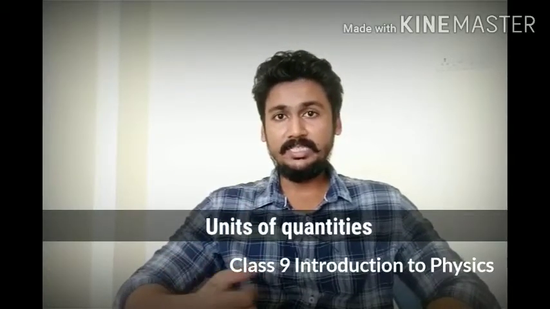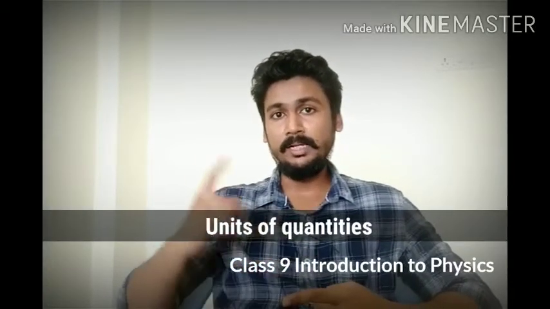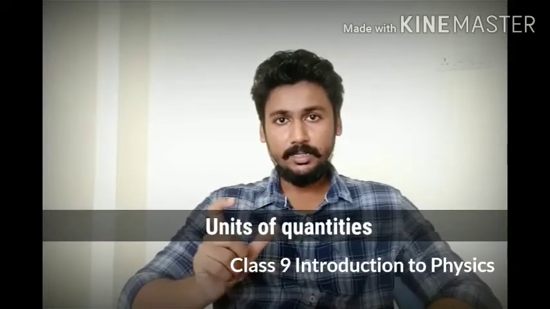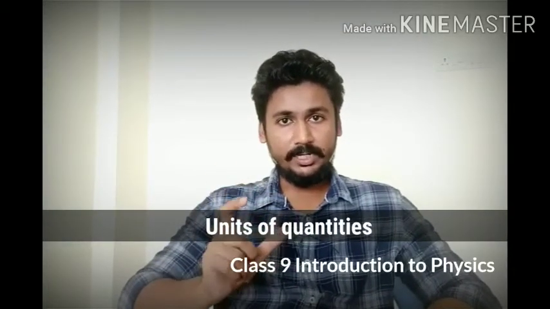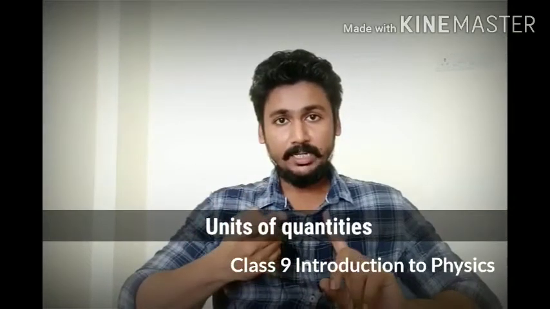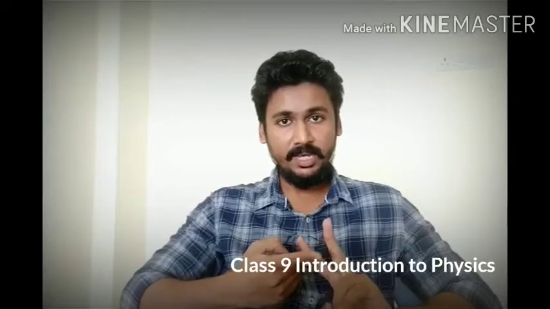Or for example, we say we want to travel from Tiruvannamalai to Chennai. We say the distance between Tiruvannamalai and Chennai is 200 kilometers approximately. So 200 is the magnitude, kilometer is the unit. Okay, so to define any kind of physical quantity, you will need the magnitude as well as the units. Okay, these are very, very important.